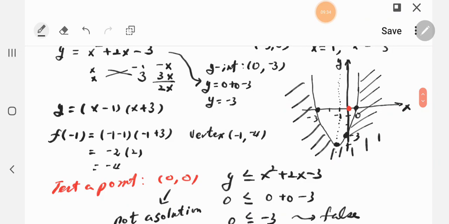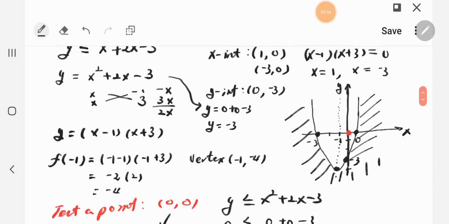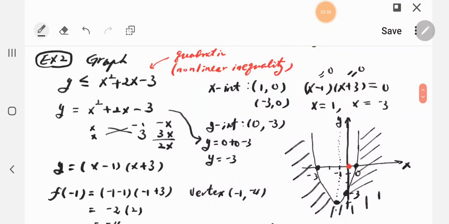Okay. And then the graph is a solid line because there's an equal sign here. Since there is an equal sign, the graph will be a solid line, which means the curve is also included in the solution.